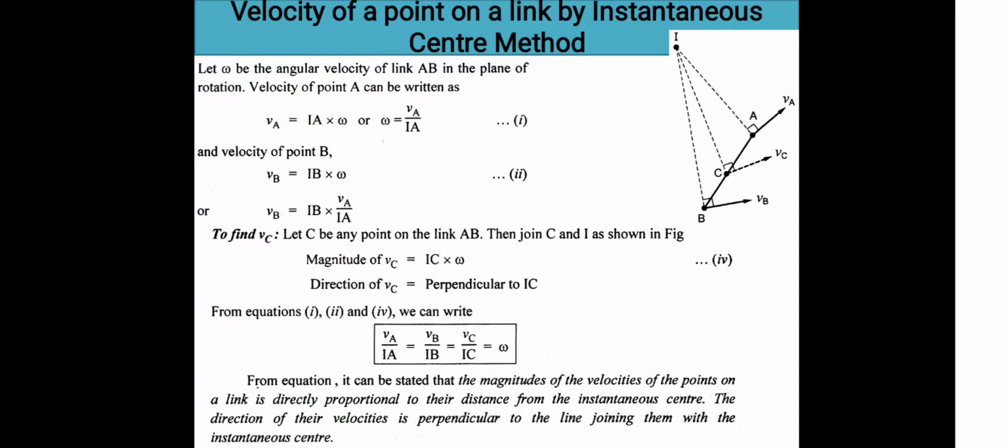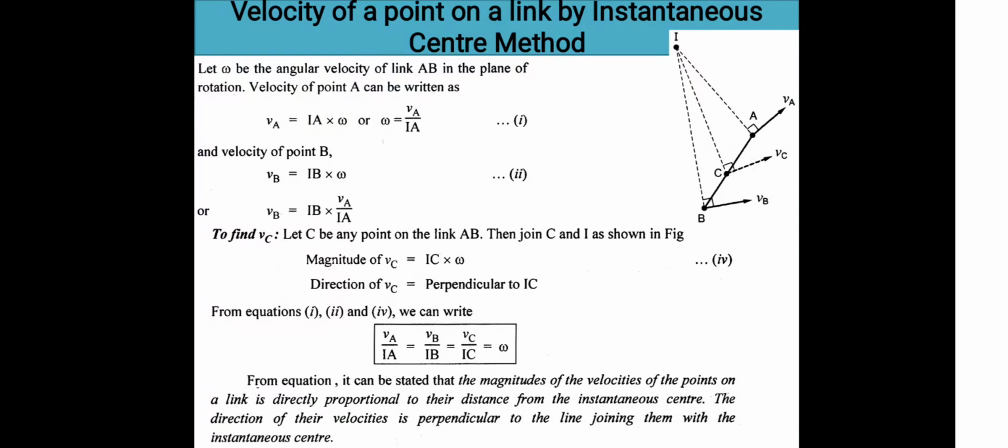The magnitude of velocity VC for the midpoint we can find by using the same similarity. VC will be equal to IC into omega. The direction of VC will be perpendicular to the IC line. So the relationship between these three may be VA divided by I2A equal to VB divided by I2B equal to VC divided by I2C, that will be equal to omega.